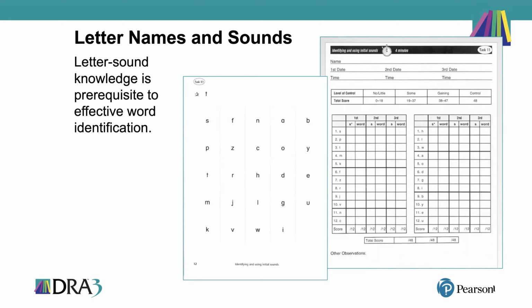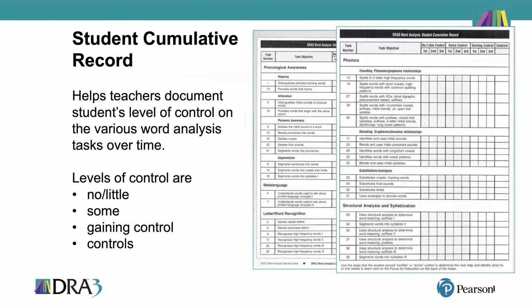A record of response form is included for recording students' responses for each task assessed. Teachers may determine the student's level of control of the skill assessed using the scoring guide. A student cumulative record helps teachers document students' level of control on the various word analysis tasks over time. The levels of control indicate a student's growing ability and identify skills in need of future instruction. When a student controls the skill assessed, they demonstrate that they understand and are able to apply it independently.